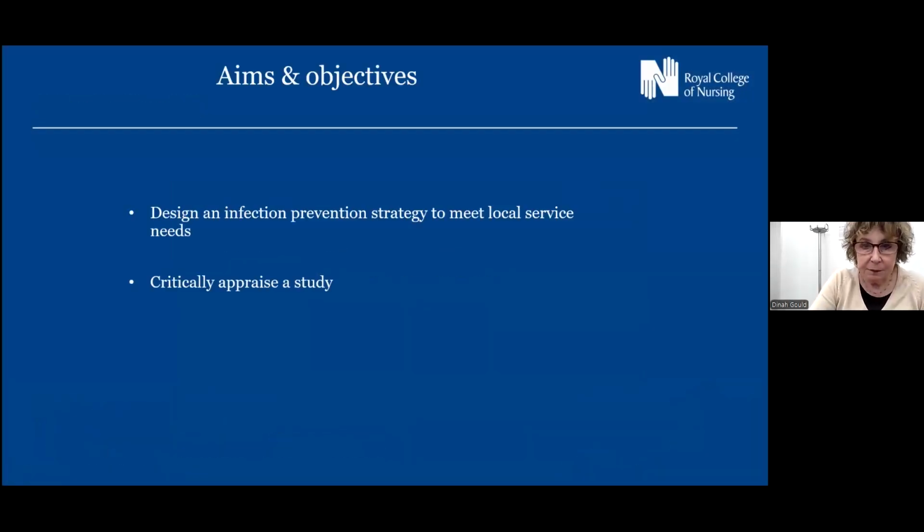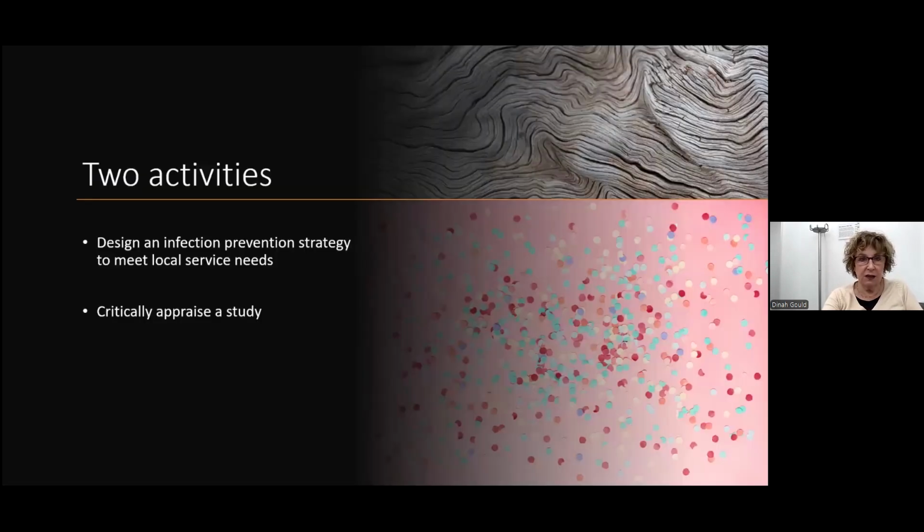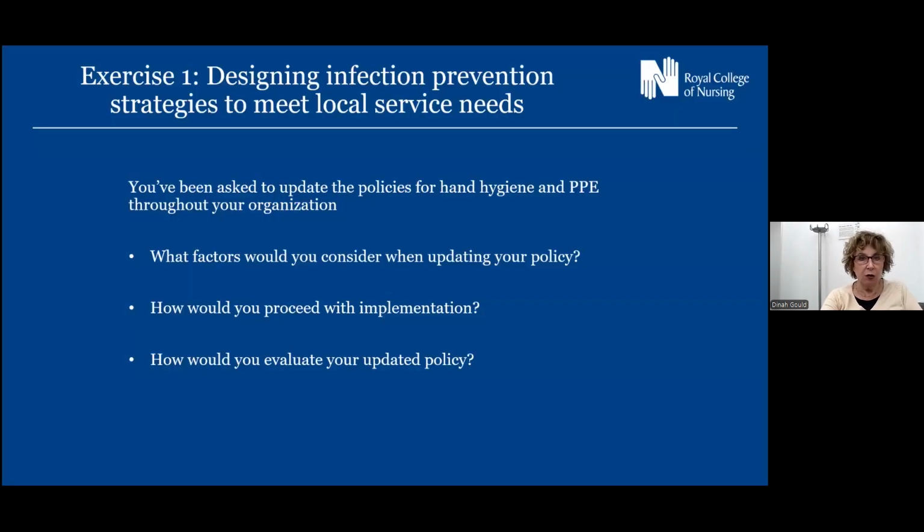So the aims and objectives of this session is to design an infection prevention strategy to meet local service needs. And at the end, more quickly, we're going to have a go at critically appraising a study. So there are going to be two activities. We're going to design our strategy, and then we're going to critically appraise a strategy, working in three groups I think we've got. So I'll introduce exercise 1, designing infection prevention strategies to meet local service needs.